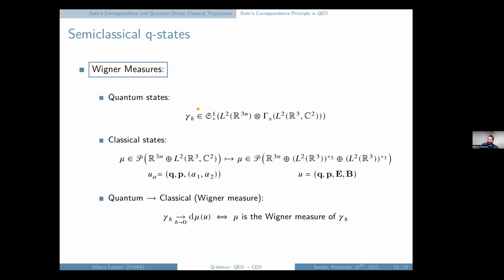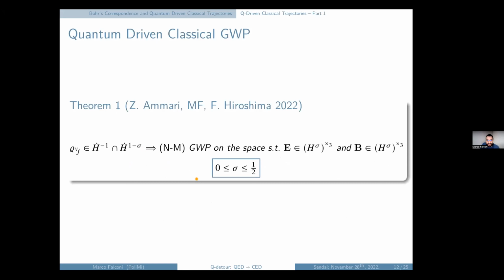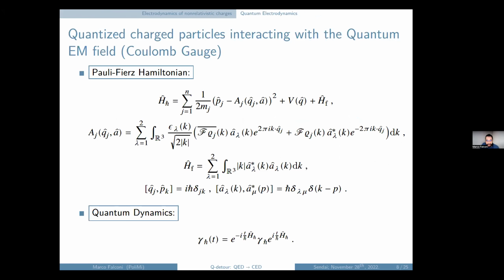So on one end, we have a quantum state that is this type of object, and on the other end, we have a classical state that is a probability measure on the phase space. The phase space corresponding to this system is the space where we have variables: the position of all the particles, the momentum of all the particles, and then these alpha 1 and alpha 2 that are the classical counterpart of the creation and annihilation operators.